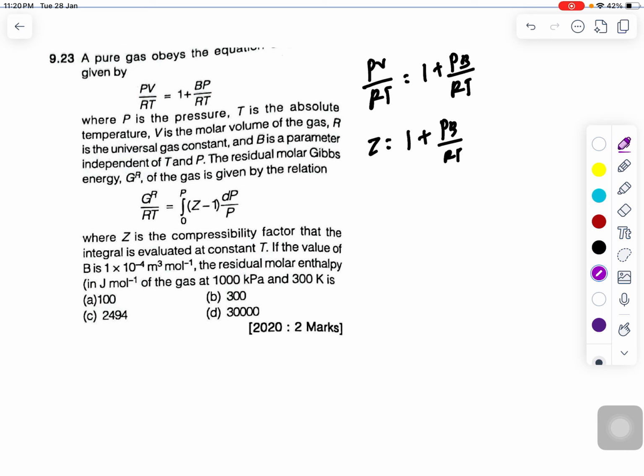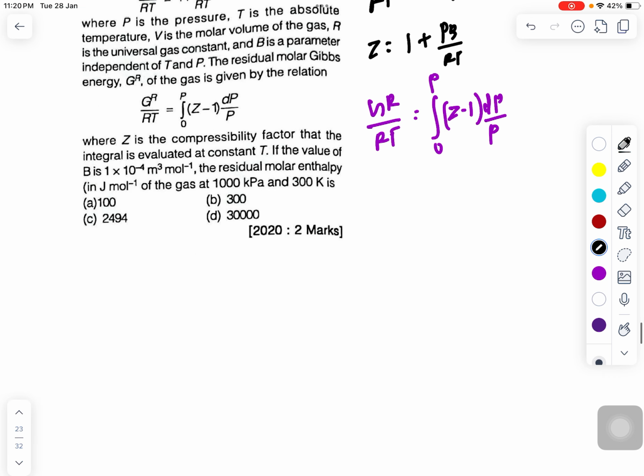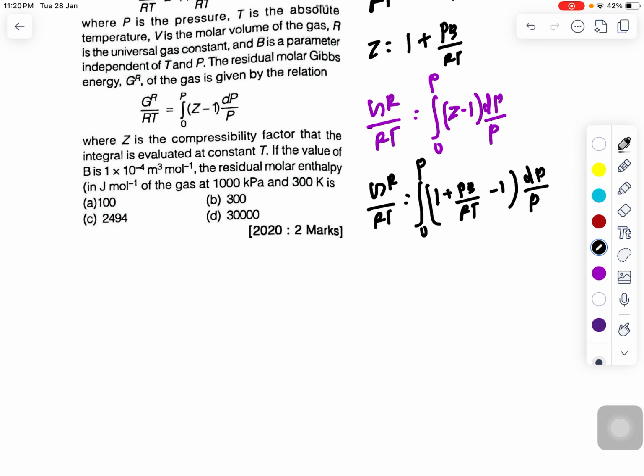So Z is given to you and you are supposed to calculate GR divided by RT, that is equal to the integral from 0 to P of (Z minus 1) dP divided by P. Is that clear? Now if I substitute, GR divided by RT is equal to the integral from 0 to P, and Z is 1 plus PB by RT minus 1, and again you have to write dP divided by P. So 1 and 1 will get cancelled out and P will get cancelled out. Finally you will substitute these things and you will get GR by RT equal to PB divided by RT.